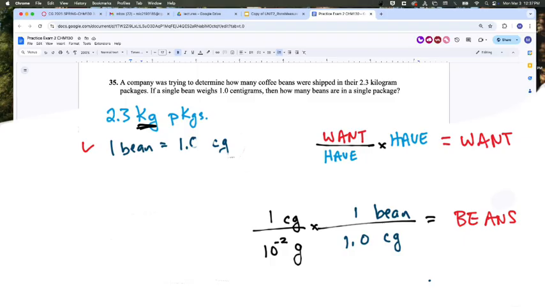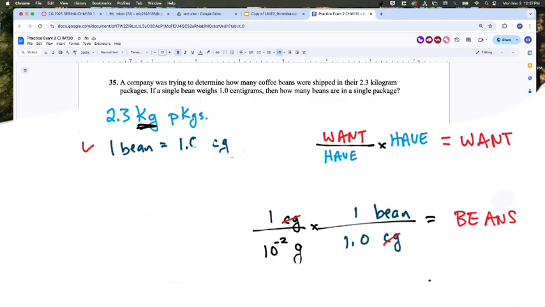Do you not like that conversion? Would you rather use 100 centigrams is 1 gram? By all means, go ahead and use that because it is equally valid. The problem is you've memorized more information than I think is necessary. If you've got it right, then by all means run with it. What happens? The centigram unit cancels. Hooray, that's what I wanted to do.